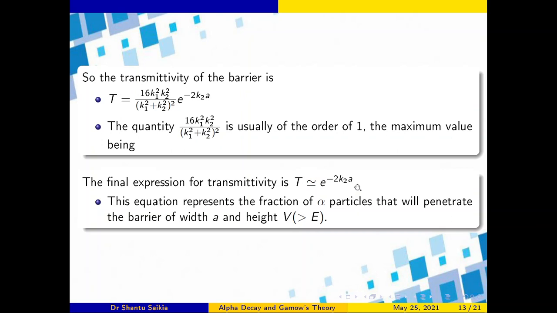So the final expression, the transmittivity, can be written as almost equal to e to the power minus 2k2a. Physics, as we say, is a subject of approximations, so these are approximations that we use in Gamow's theory. This equation represents the fraction of alpha particles that will penetrate the barrier of width a and height V, which is greater than E.